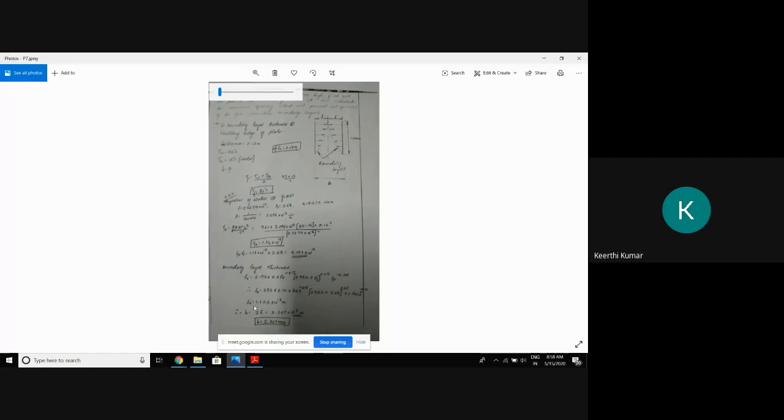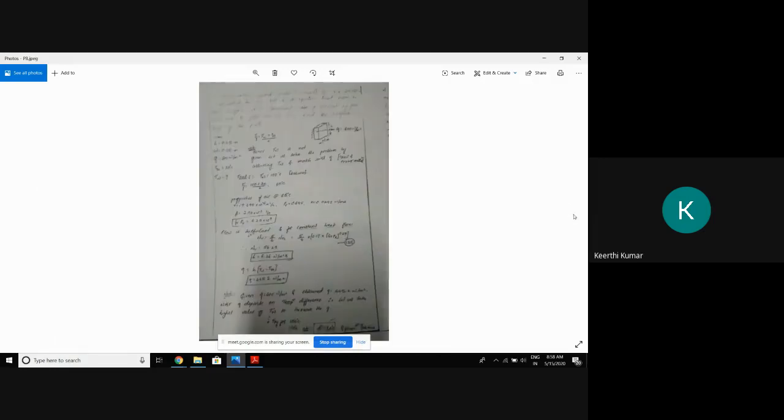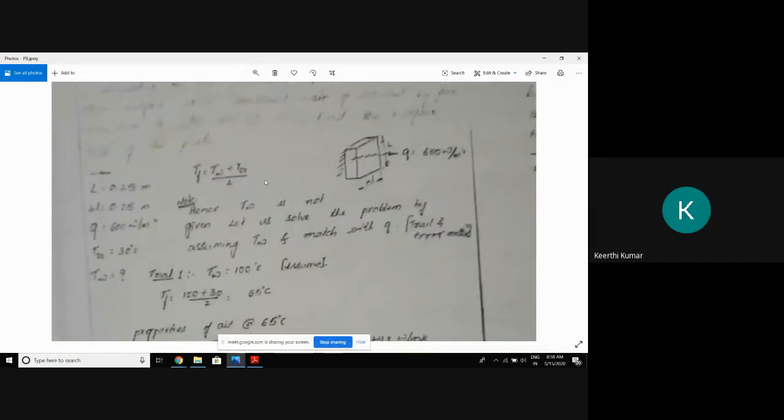This is how we have to find the thickness of the boundary layer. You know how to find the thickness of the boundary layer. He is just adding one more plate to ask you to find the value of B. This is one more problem on natural convection.